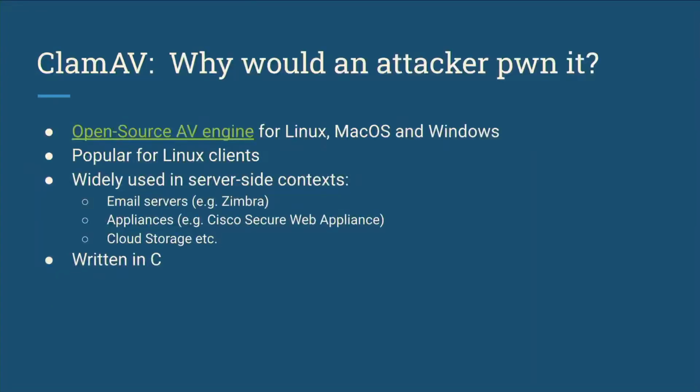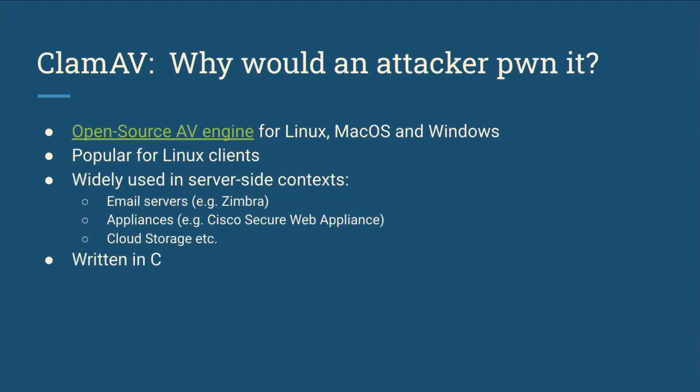The antivirus engine we're going to target today is called ClamAV. It's an open source AV engine for Linux, macOS, and Windows, but it's particularly popular for Linux. And it's widely used in server-side context. So email servers will have it run in the backend and will scan each of the incoming emails and outgoing emails for viruses just to make sure everything is clean. There are also some email suites like Zimbra where it comes installed by default.